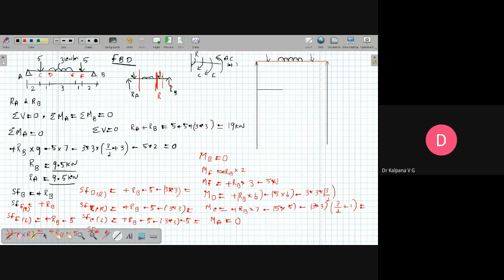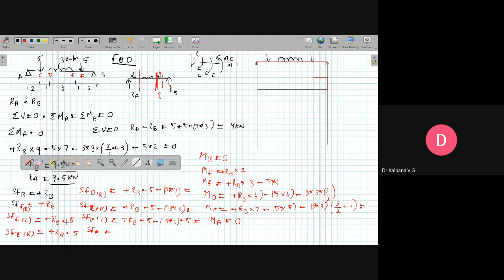Shear force diagram. So RB is 9.5, and then the 9.5 is constant up to point F. There is a drop of 5 kilonewton. So 9.5 minus 5. So here is the value. So shear force at F, RB minus 5. So 9.5 minus 5, it is 4.5.